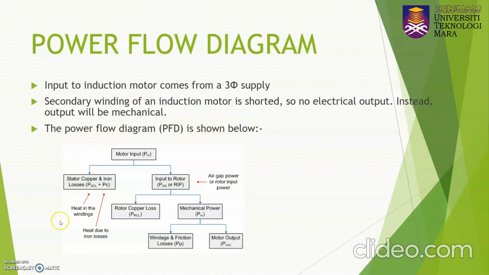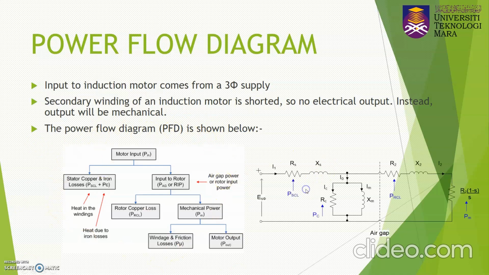In order to understand the power flow diagram that's shown here, we need to refer to the equivalent circuit of the induction machines. Here you have an input supply, which will be your motor input. Whenever you have a resistor, here you also have a resistor, here also a resistor, there will be losses in terms of heat in the winding. So from the input power supply, there will be losses in terms of PSCL, which we call the stator copper losses, plus the iron losses, PC. PC is for iron losses, PSCL is for stator copper losses.